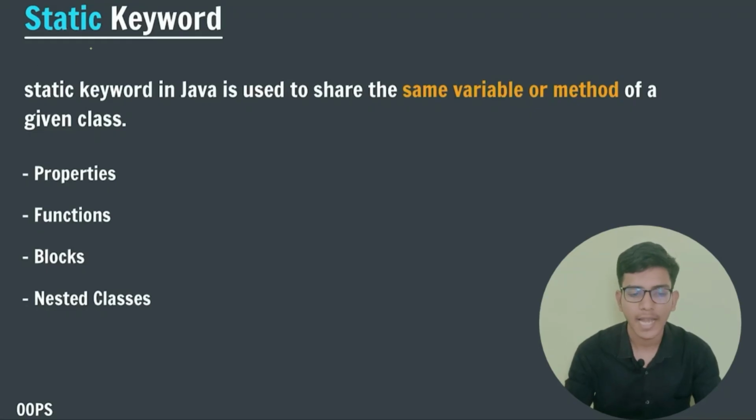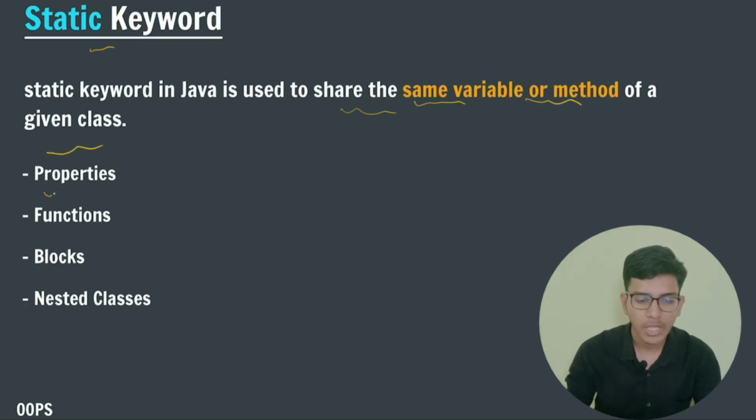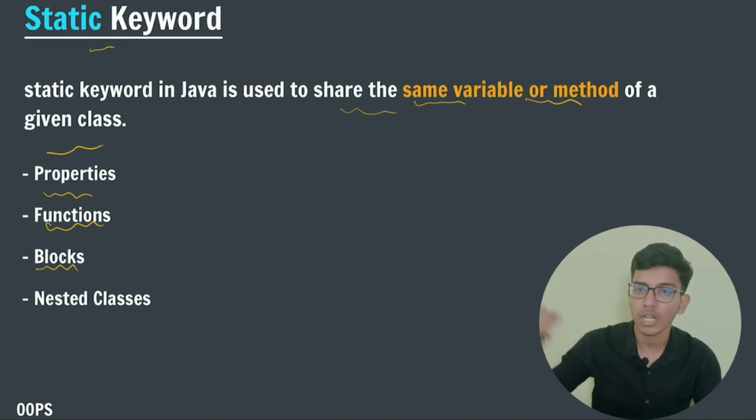Now let us talk about the static keyword. Static and super are very small concepts, but at the same time important, and when it comes to technical language, static is an important thing to understand. The static keyword in Java is used to share the same variable or method of a given class. It can be applied to properties like string color and string type, to functions like void walk, void sleep, void breathe, and to blocks of code. A block of code is nothing but a whole class.